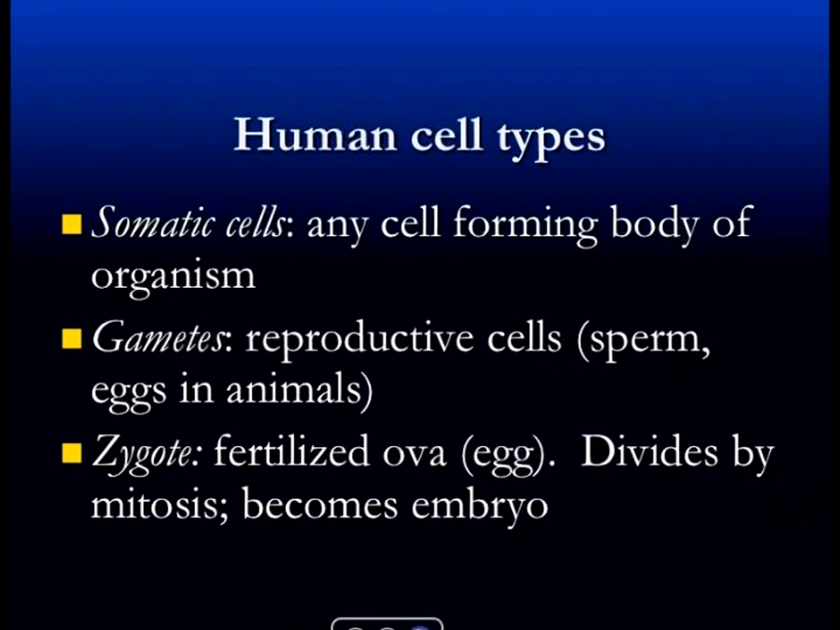A zygote is a fertilized egg. Gametes we've covered. I don't think we've talked about zygote. Zygote is on your key terms list with definitions. Fertilized ova or egg, it divides by mitosis and becomes an embryo, ultimately becomes a fetus, ultimately becomes an organism in a reproductive event. So those are just three basic terms to be familiar with. I think the last two are on the handout. Is somatic cell on the handout? No.